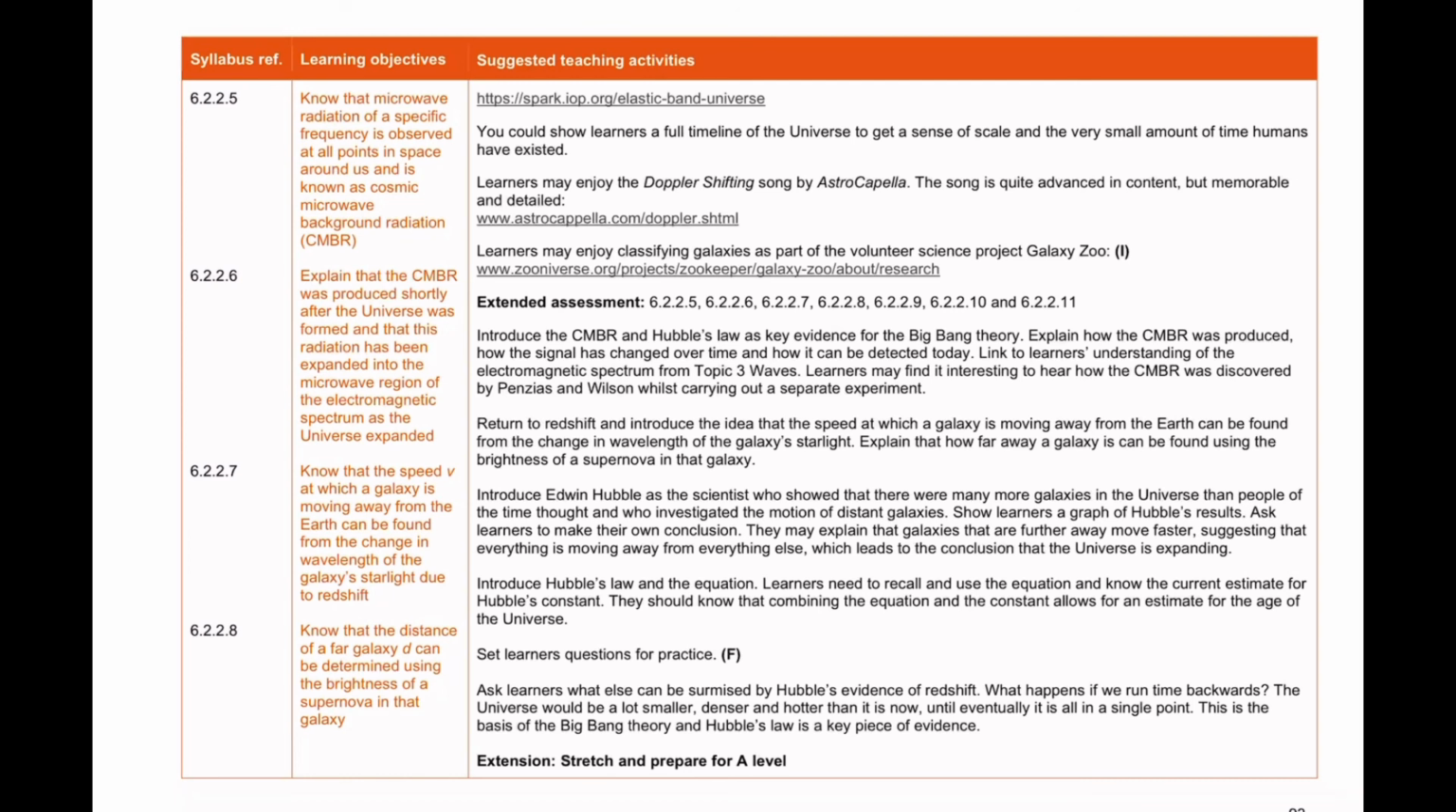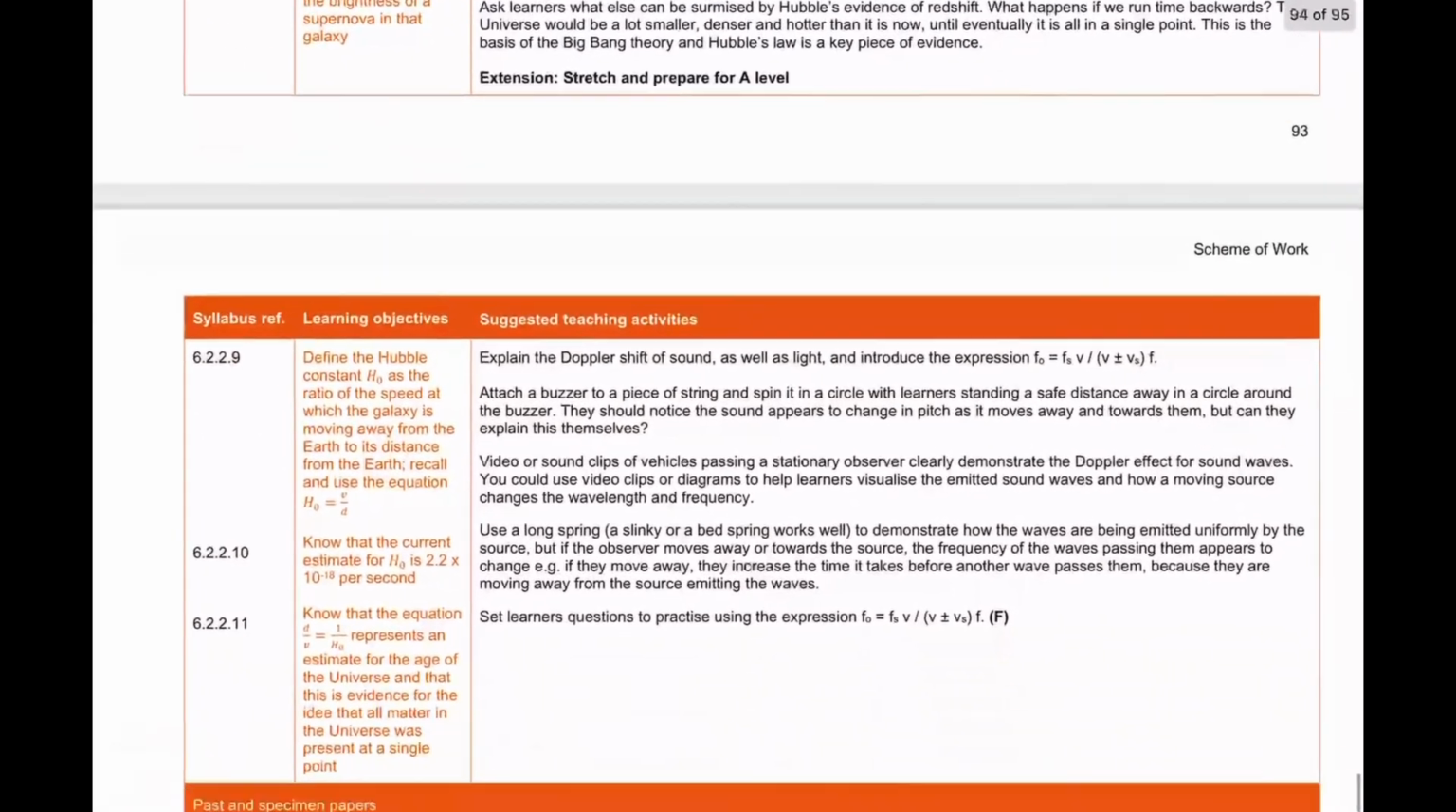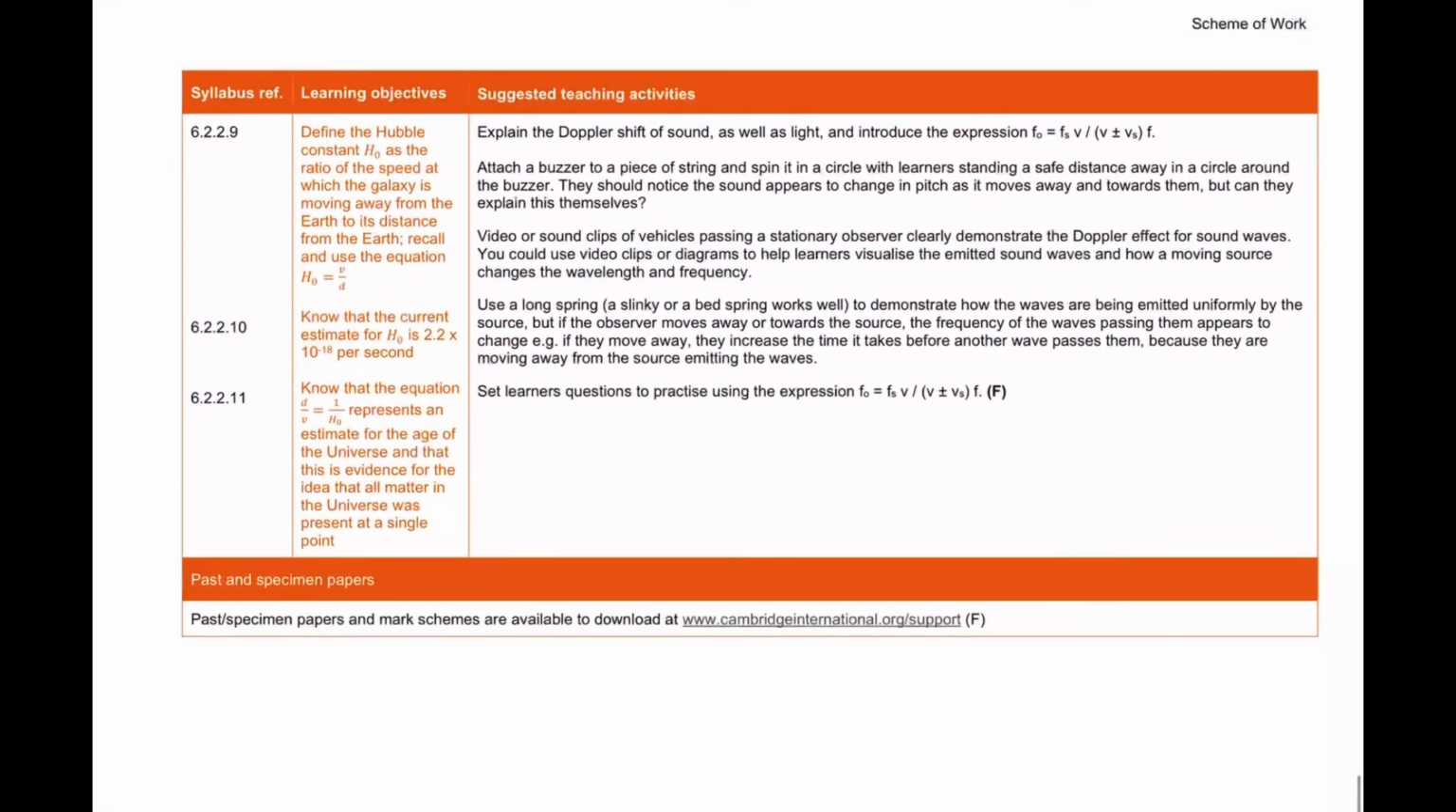Note that the speed v at which a galaxy is moving away from the Earth can be found from the change in the wavelength of the galaxy's starlight due to redshift. Note that the distance of a far galaxy, D, can be determined using the brightness of a supernova in that galaxy. Define the Hubble constant, H0, as the ratio of the speed at which the galaxy is moving away from the Earth to its distance from the Earth.